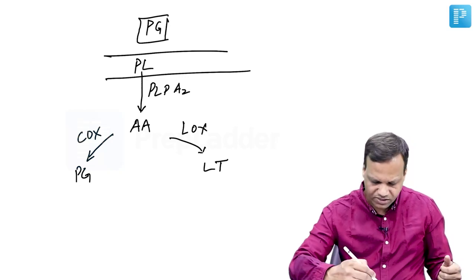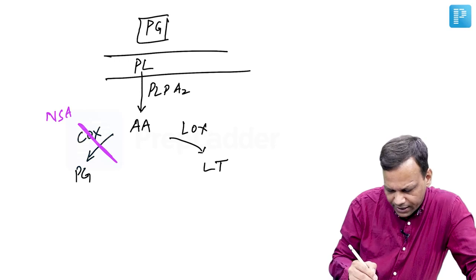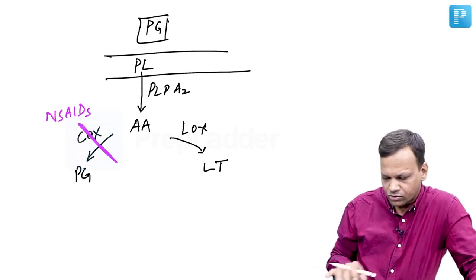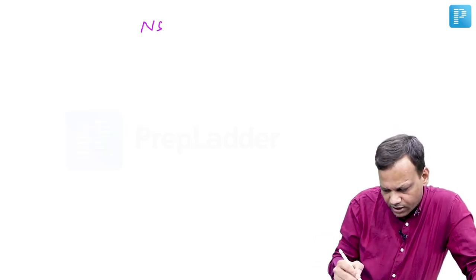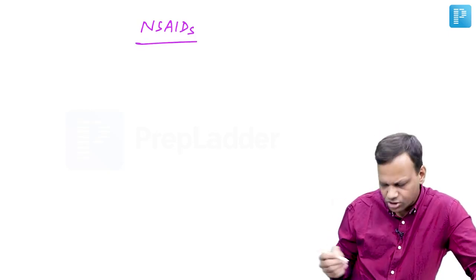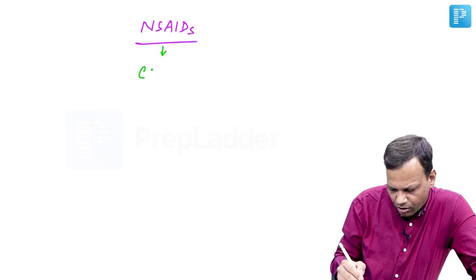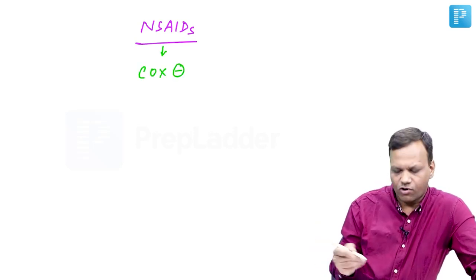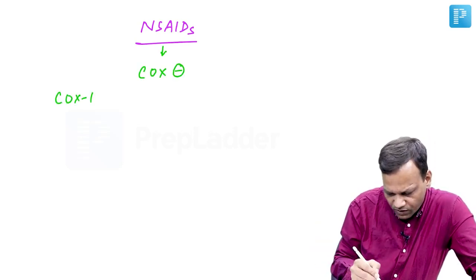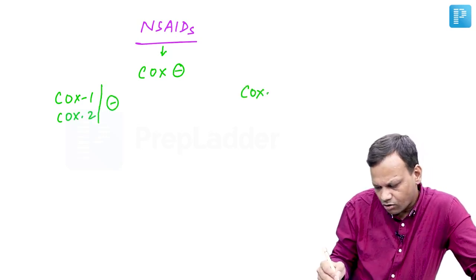In particular, the drugs which inhibit COX, cyclooxygenase inhibitors, are called non-steroidal anti-inflammatory drugs. So we will talk mainly about non-steroidal anti-inflammatory drugs, NSAIDs. The mechanism is they inhibit COX, and we have two types of COX inhibitors, one which inhibits both COX-1 and COX-2, non-selective COX inhibitors, and second which primarily inhibits COX-2 only.